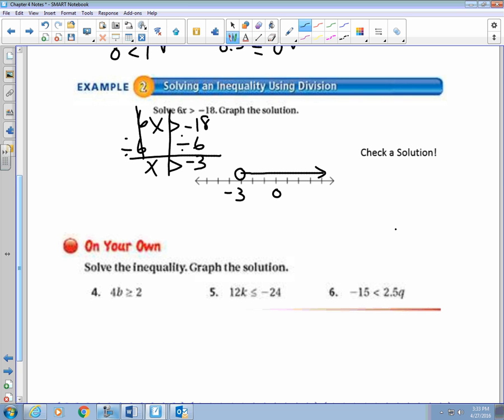Again, if we want to check our solution here, which is always a good idea, I can pick a number, any number to the right of -3. If 0 is one of those numbers, I like to use it because it makes it easier to do. 6x is greater than -18. 6 times 0 is greater than -18. And 6 times 0 is 0. Is 0 greater than -18? Yes, it is. Oops, that's an 18 here. All right, so 0 is greater than -18, so check that off.